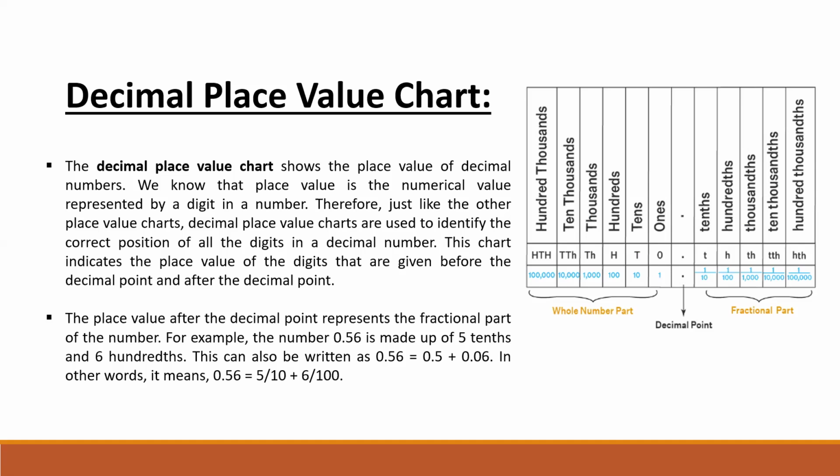So what we get to know is that the place value after the decimal point represents the fractional part of the number. There is an example mentioned here: the number 0.56 is made up of 5, which is at the tenth position, and 6, which is at the hundredth position. This can be written as 0.56 equals 0.5 plus 0.06, and in other words, it means 5 upon 10 plus 6 upon 100, which is in expanded form. We are writing the given example.